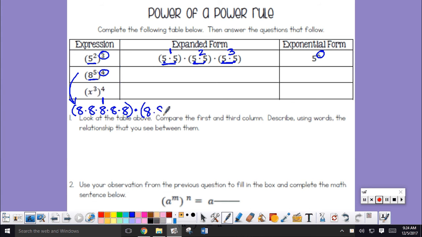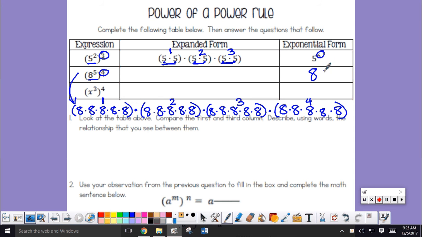1, 2, 3, 4, 5. That's 2 groups. Another one. 1, 2, 3, 4, 5. That's 3 groups. 1, 2, 3, 4, and 5. That's 4 groups. So how many individual 8s do I have?